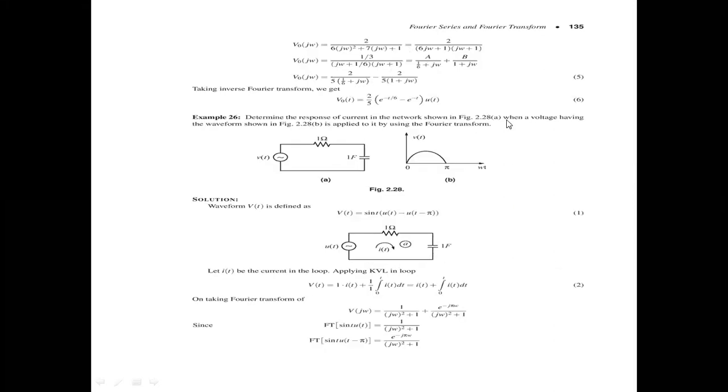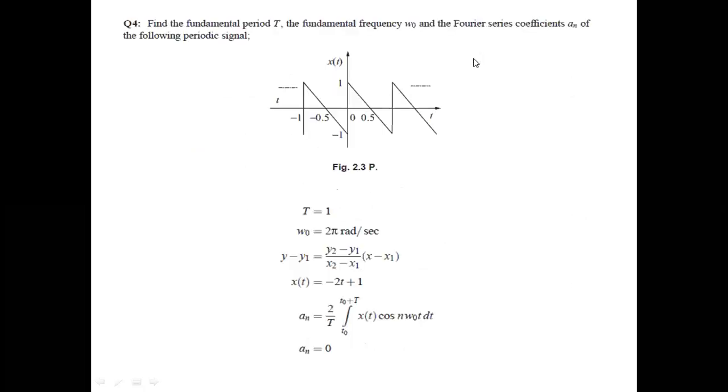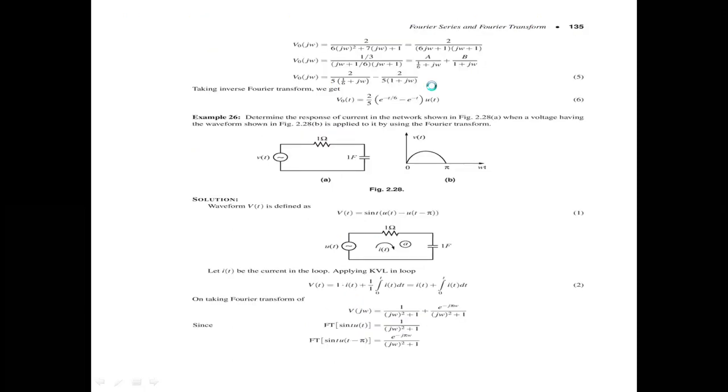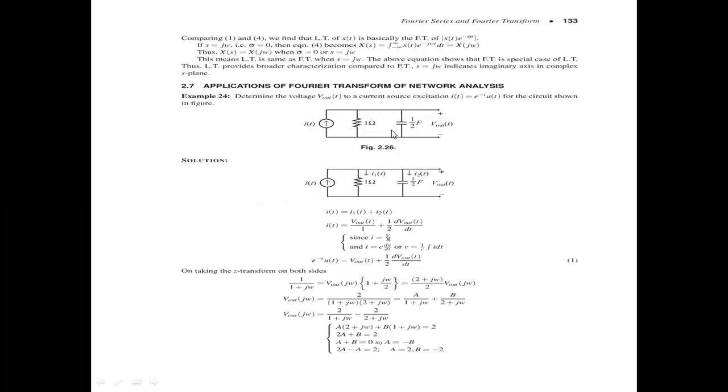And this is another example actually. See, to determine the response of current in the network shown here, in terms of the voltage given, the v of t. Previously it was a current network; now it is to determine the response of current in the network shown in the figure when a voltage having the waveform shown is applied. So given the voltage here, you have to find out the current. Previously the current was given, and you had to find out the voltage from the network.